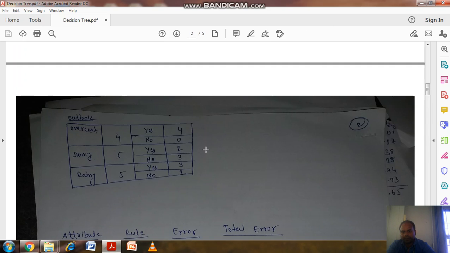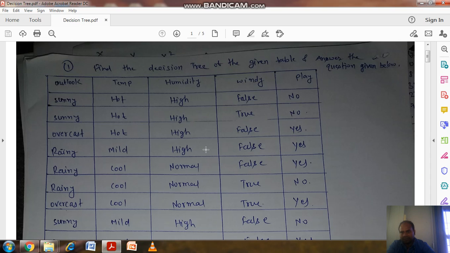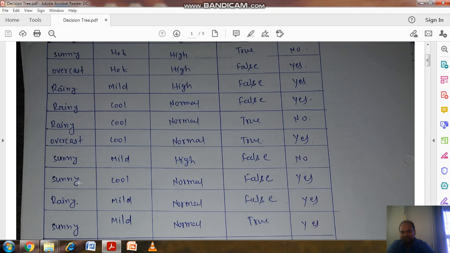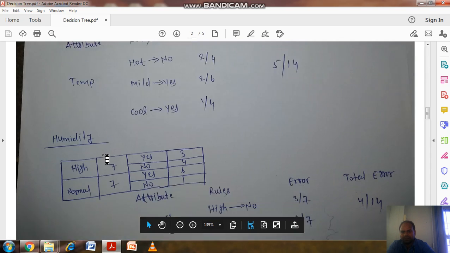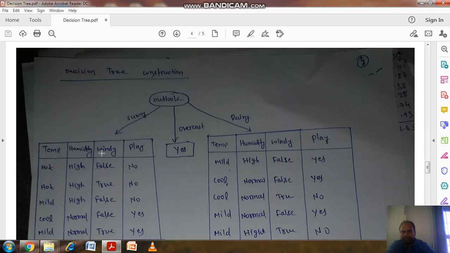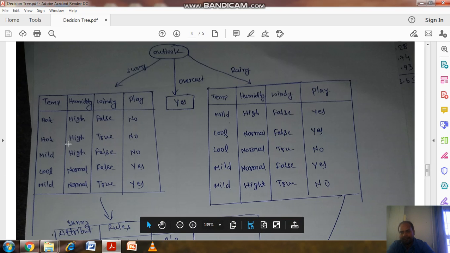You can see in the table corresponding to sunny there are 5 cases: 1, 2, 3, 4 and 5. So corresponding to each sunny, let us write the different values of humidity, windy and status of the game.